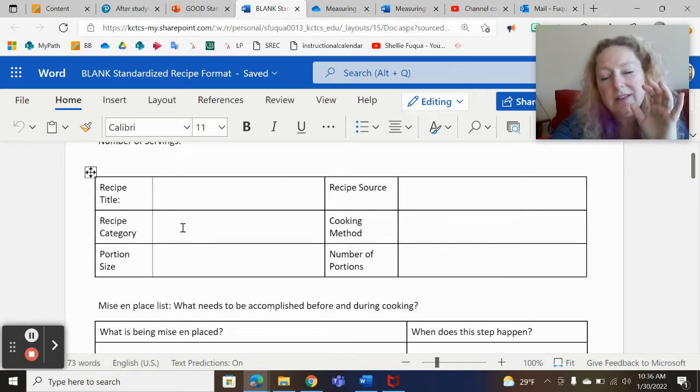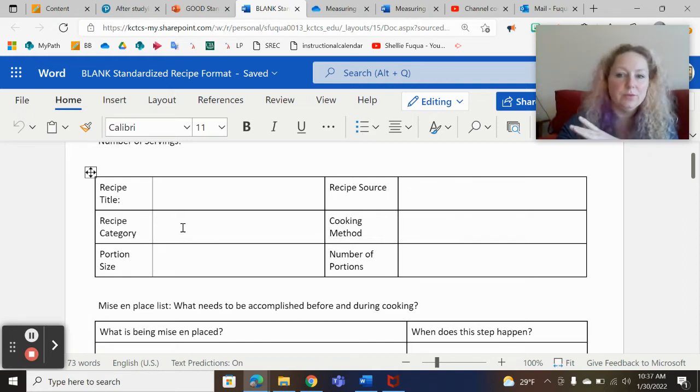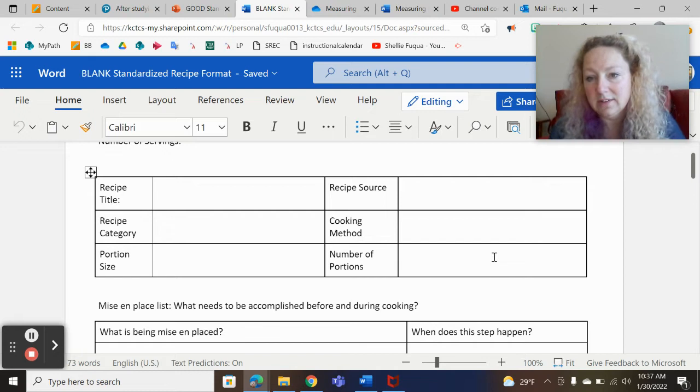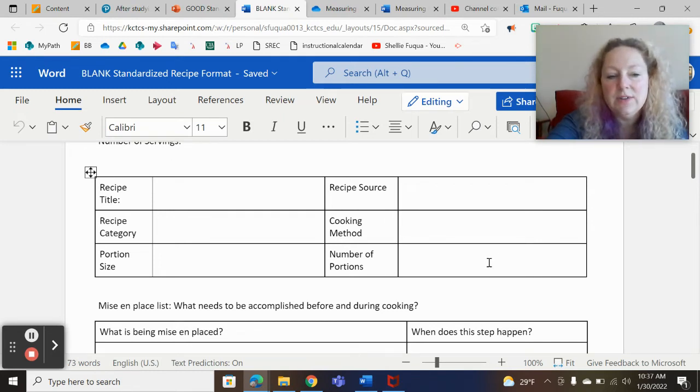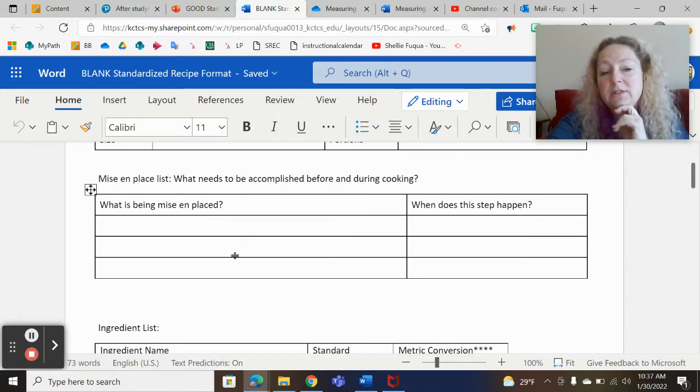The category, and this is kind of different for each particular menu. If your menu has desserts and appetizers and soups, where does that fit in? Cooking method. We'll talk more about cooking methods in the upcoming unit. Portion size and number of portions. That's extremely important so that you can guesstimate how many of an item you're going to sell on any given day. Many things may also have mise en place.